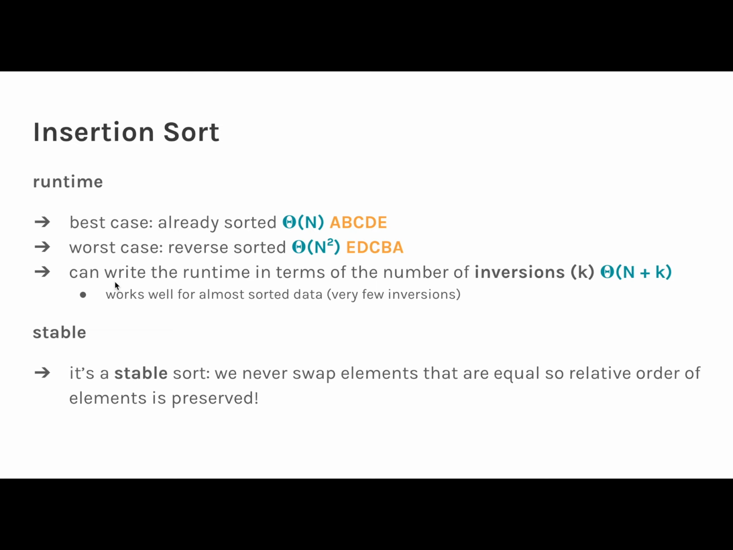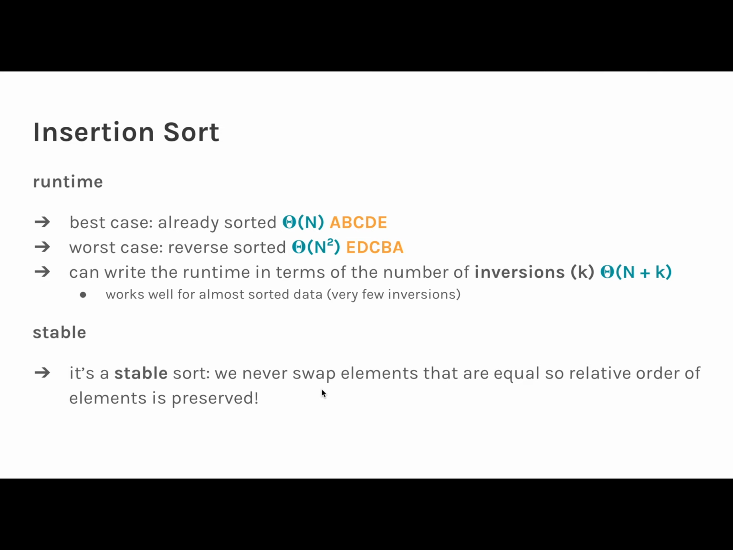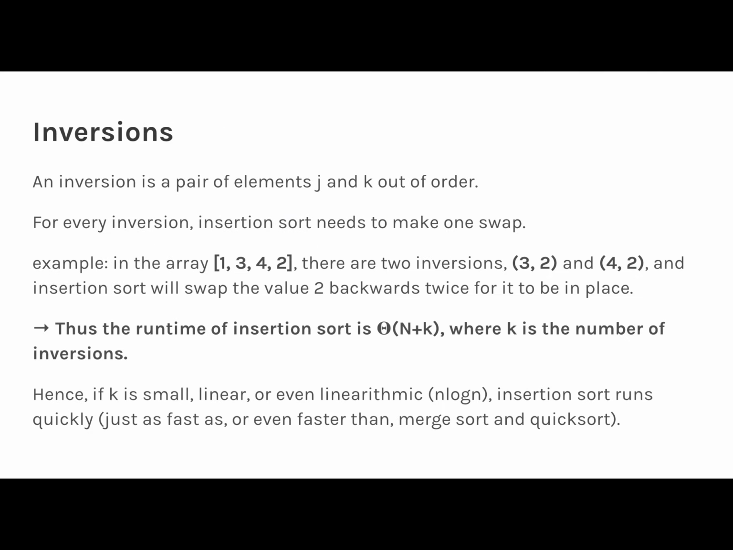Okay, so that's just what I talked about. Best case n, worst case n squared. So you can also write the runtime in terms of the number of inversions, which I'll get back to later. And then it's stable. So as long as you never swap elements that are equal, the relative order of equal elements is preserved, so this is a stable sort.